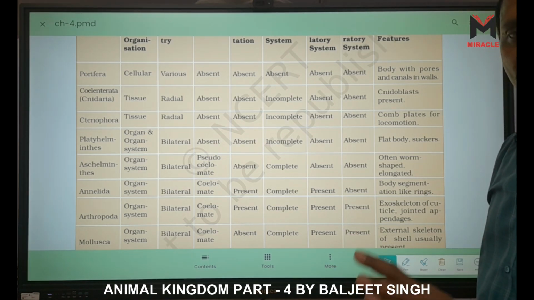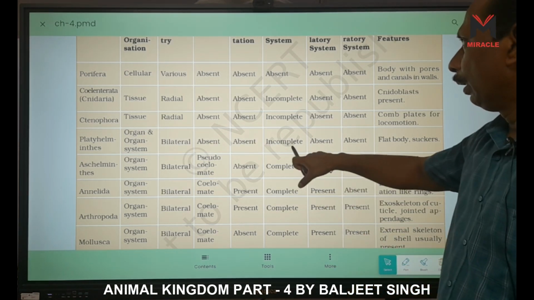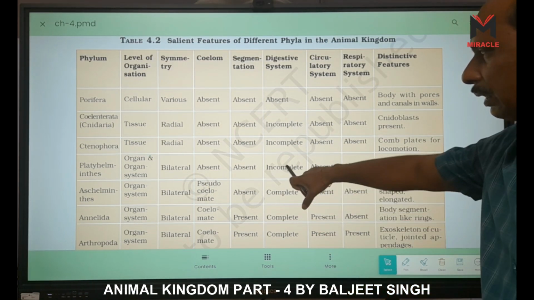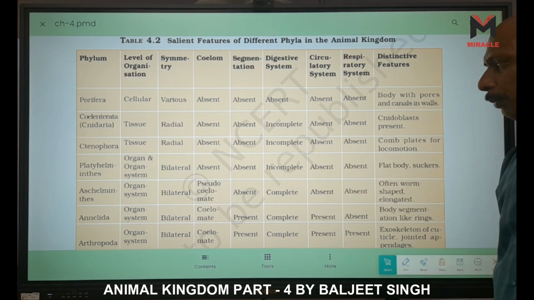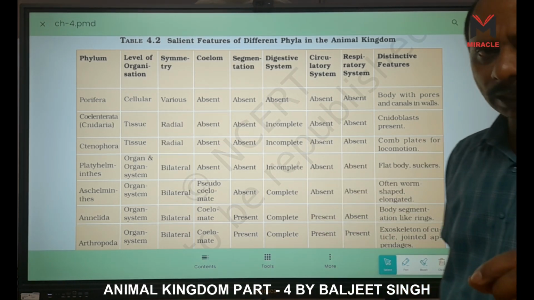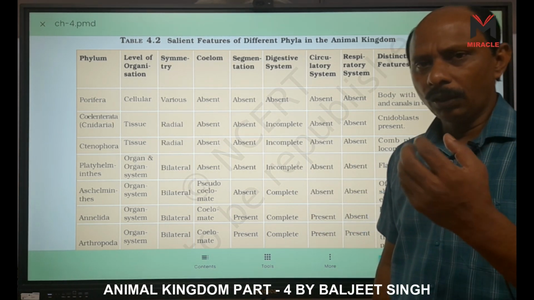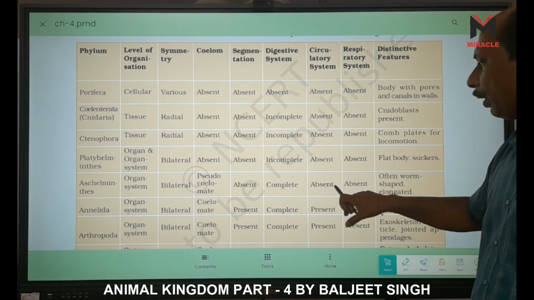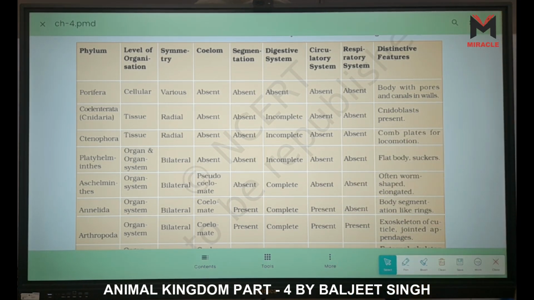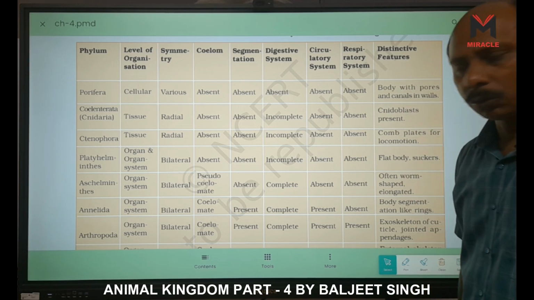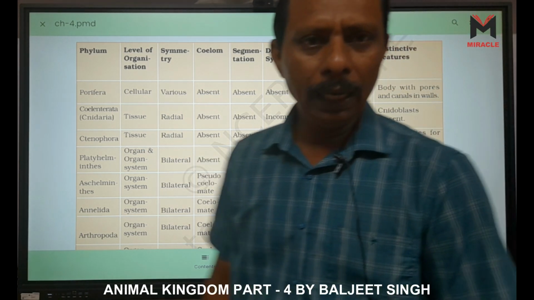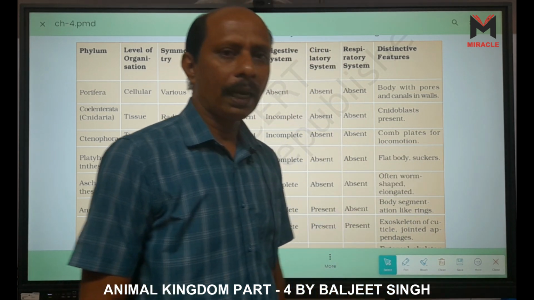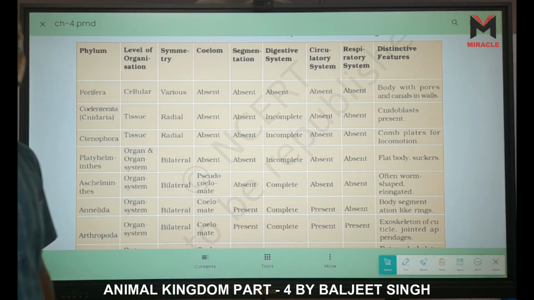Exception means tapeworm, Taenia solium. Now the digestive system is incomplete in case of Platyhelminthes because in tapeworm no digestive system is present. But when we consider liver fluke, only one opening is there, so it is called incomplete. Now circulatory system and respiratory system are absent because they are endoparasites. And distinct feature: they have a flat body, so they are called Platyhelminthes. And suckers are present because they are endoparasites, and flame cells are also present in this case.